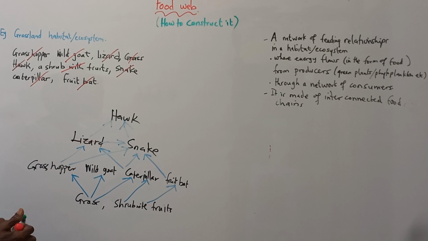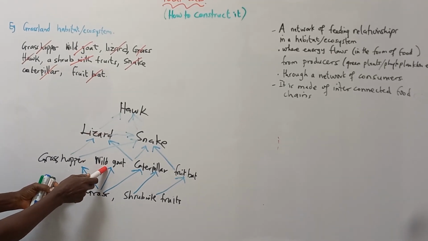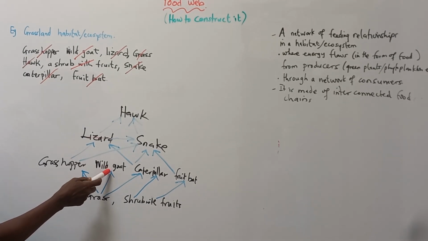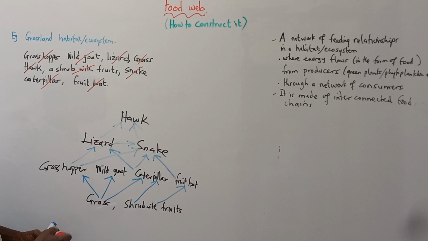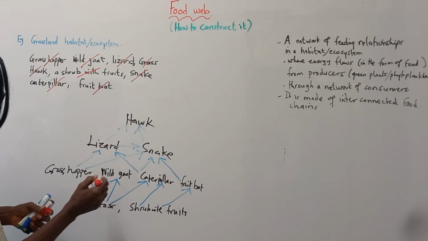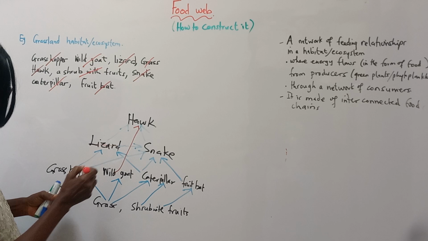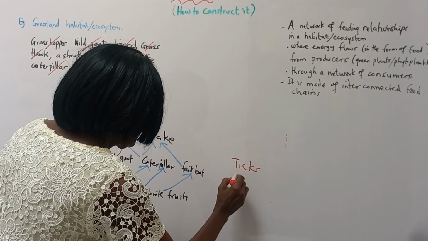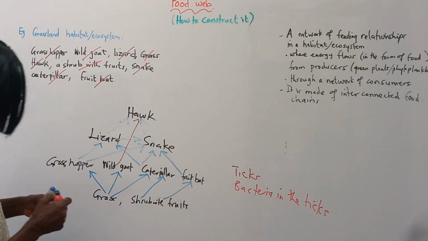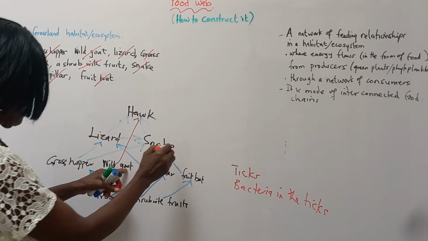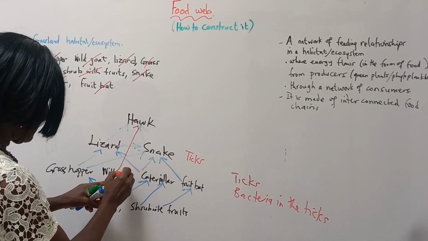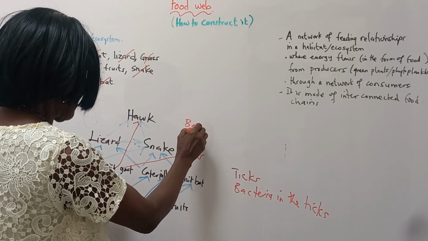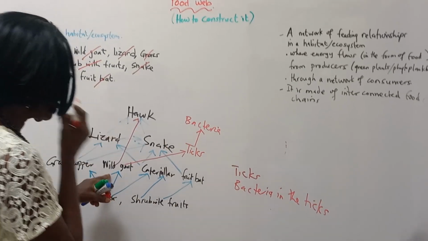So I have a question. Doesn't any organism feed on wild goats? Well, let's imagine that if we have tiny wild goats, very tiny ones, possibly the hawk can also feed on it, can trap it. But then what if there are ticks and there's bacteria in the ticks? Then we can have ticks in here on this trophic level, and energy will flow from the wild goat to the ticks, and there will be bacteria here, and energy will flow from the ticks to the bacteria.